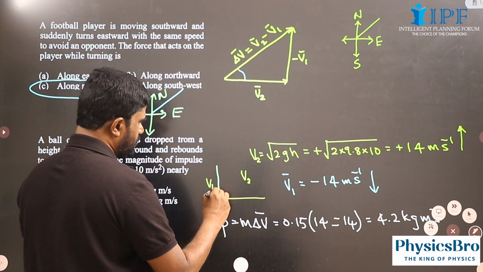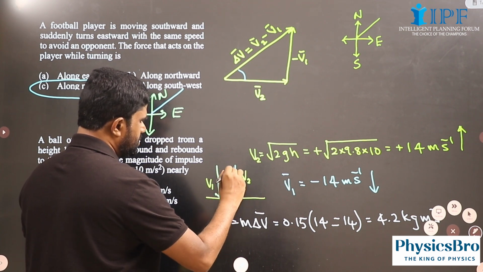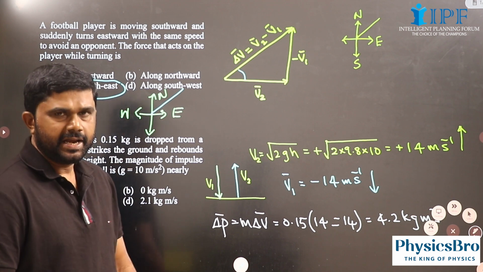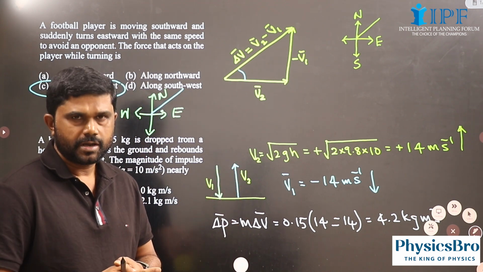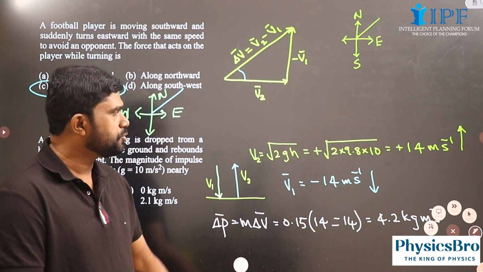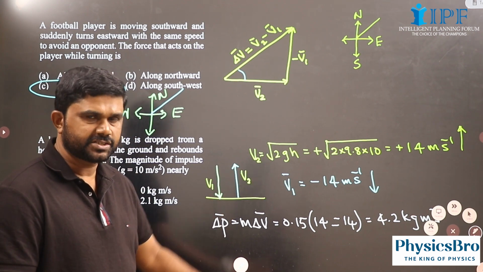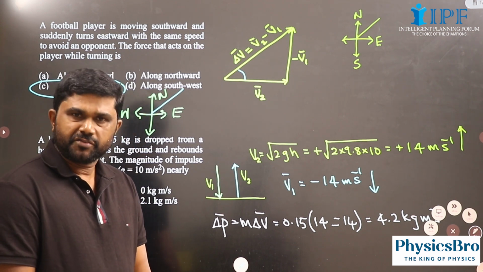This is V1 and this is V2. Let me take the upward direction, that is V2, as positive, and the downward direction, V1, as negative. Both will be of equal magnitude, equal to 14 meter per second that we have got, and mass is 0.15 kilogram.